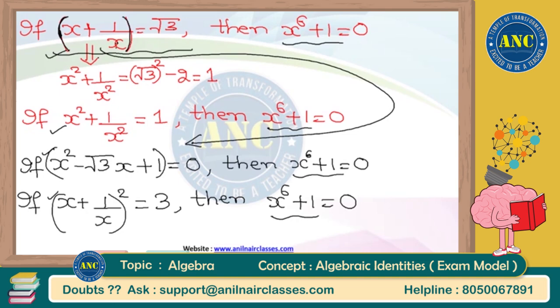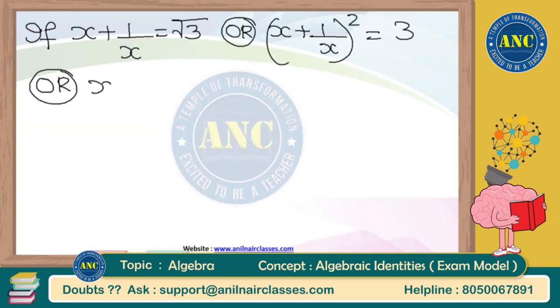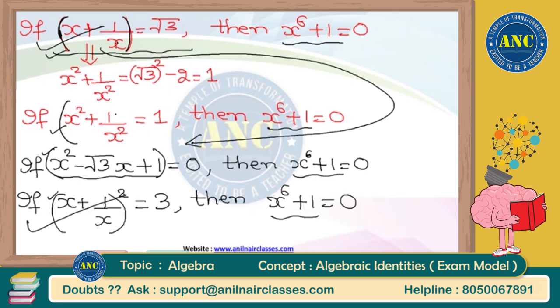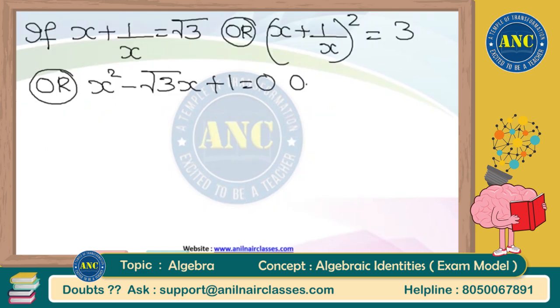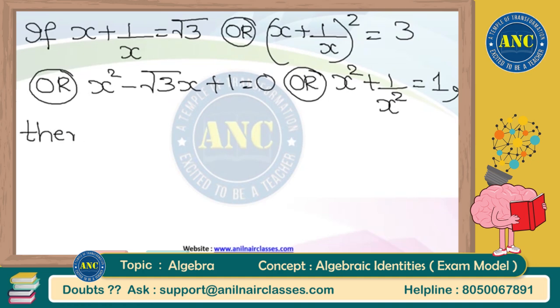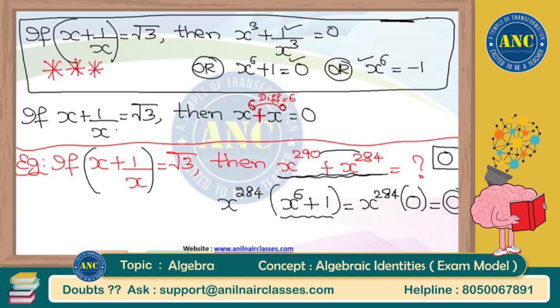What else can I write? I wrote this condition. I can also write it as x square minus root 3x plus 1 equal to 0. This is the other way of expressing it. Or I can also write it as x square plus 1 by x square equal to 1. If any of these conditions are given in the question, then I can solve the following things in the then condition. There are 3 things once again in the then condition.